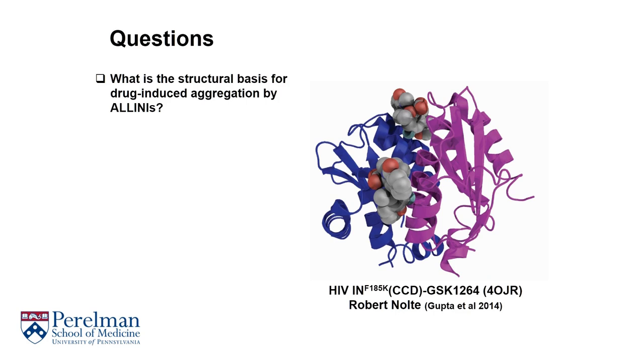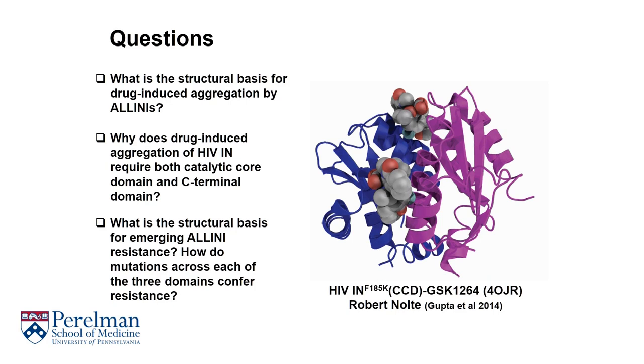All of these observations led us to some fundamental questions about how these drugs elicit their effects on the structural level. First, what is the structural basis for this drug-induced aggregation? While the effects of these drugs on integrase are very clear, the structural basis is not entirely clear. Numerous catalytic core domain-only structures bound with these small molecules are now available, but none alone reveal the structural basis for the drug-induced aggregation, nor why the C-terminal domain is required for this apparent open polymerization.